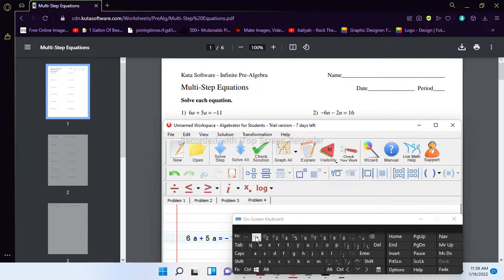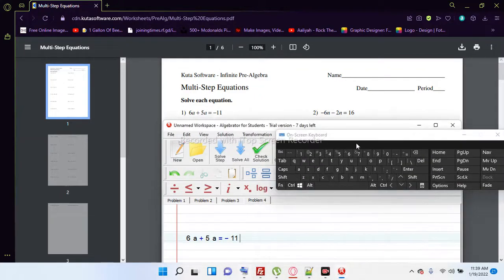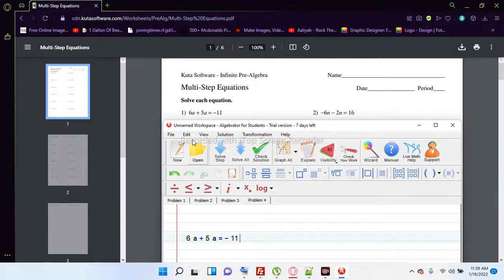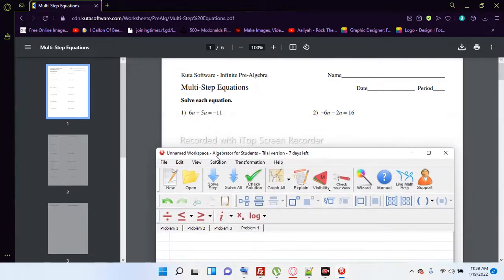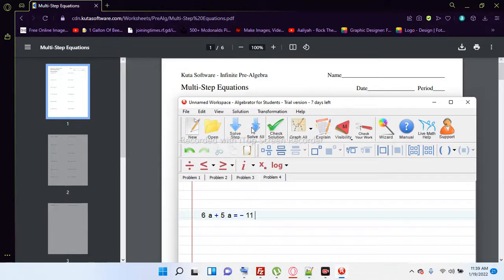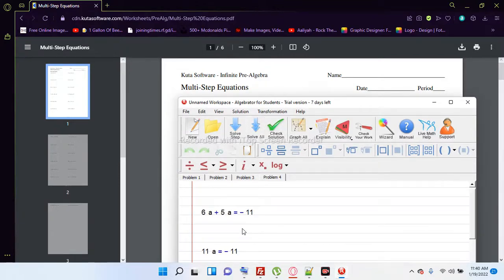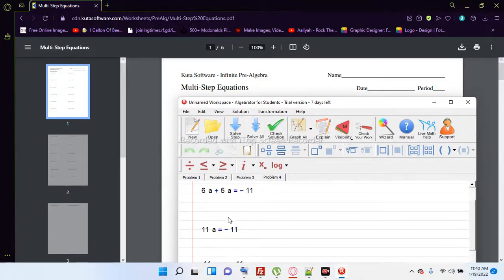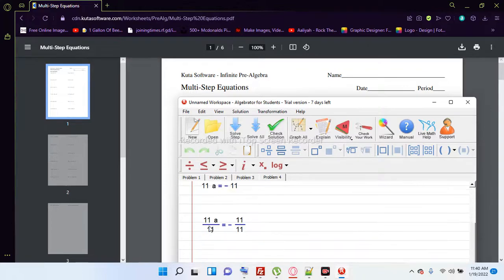Negative 11, okay? Now you don't type in the problem, and this is the problem here. What you do is you press solve all, and it shows you all of the steps to solve it. 6a plus 5a equals negative 11. 6 and 5 is 11. 11a equals negative 11. 11a over 11 equals negative 11 over 11, okay?